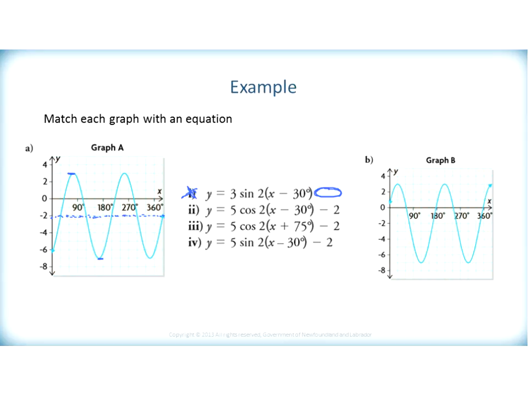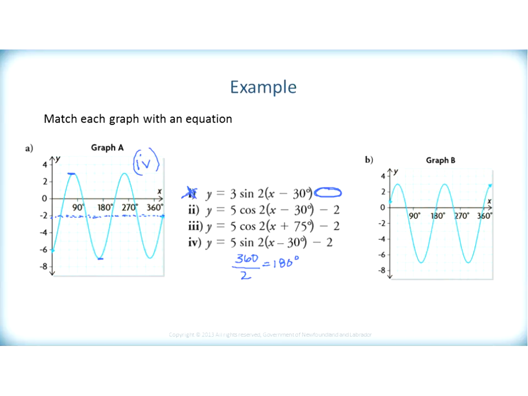So let's see if equation 4 will give us a period of 180 degrees as well. We take 360 and divide it by 2, since 2 is our b, which gives us 180 degrees. So yes, graph A will be equation 4. Now, I'm going to switch colors here. Let's look at graph B.